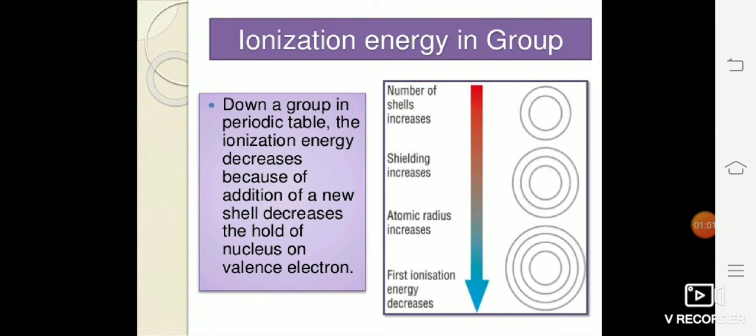So you can directly conclude here, down a group in the periodic table, the ionization energy decreases because of the addition of new shells, which decreases the hold of the nucleus on the valence electron. Or simply if you want to conclude, as you move from top to bottom, the number of shells increases, thus effective nuclear charge decreases, hence ionization energy also decreases.